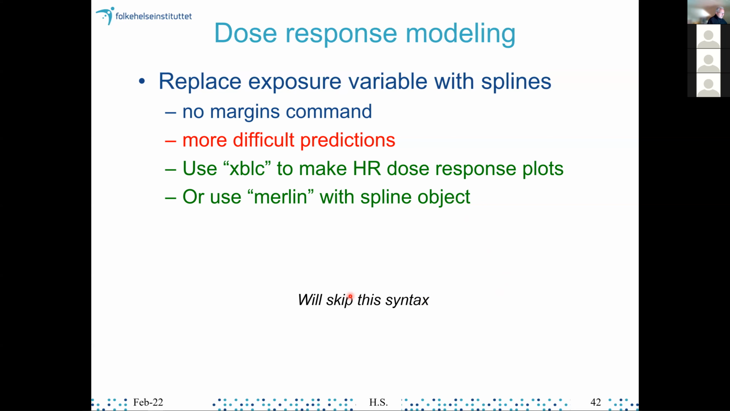Okay, so I will simply skip the syntax. You can look at it in your own good time.